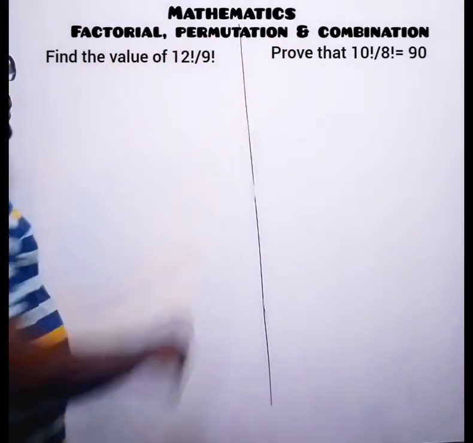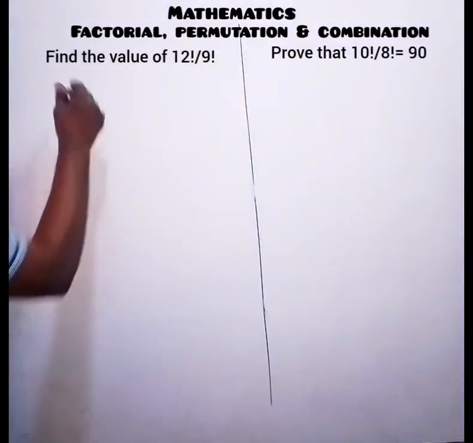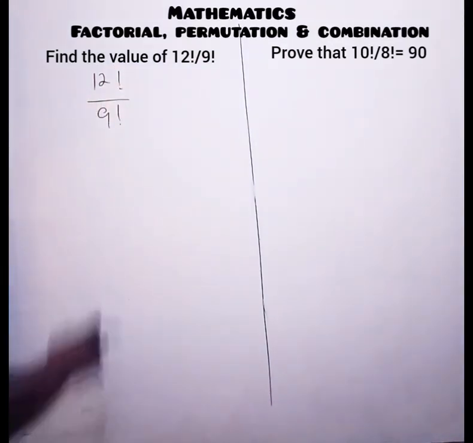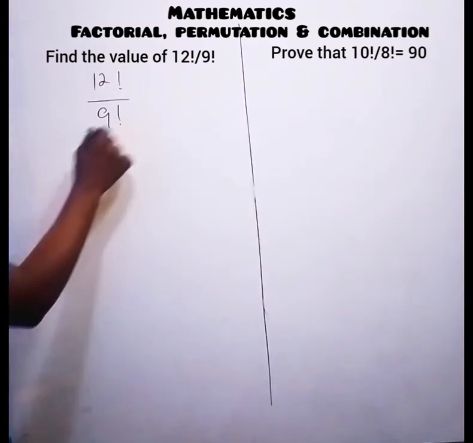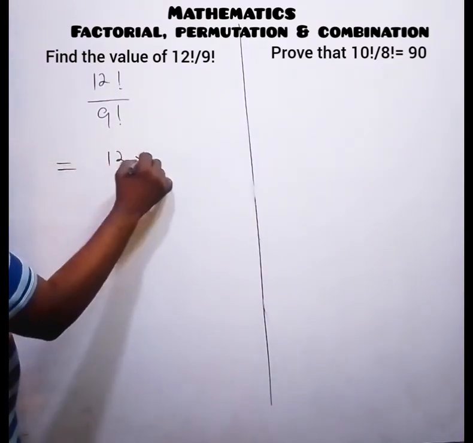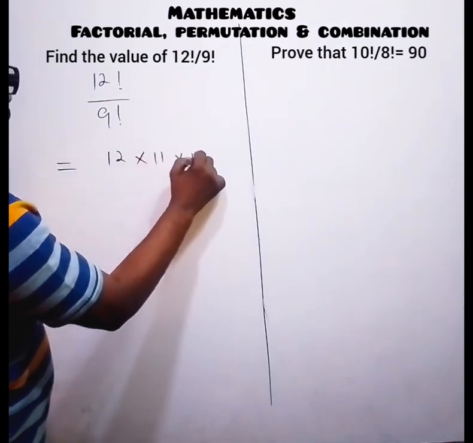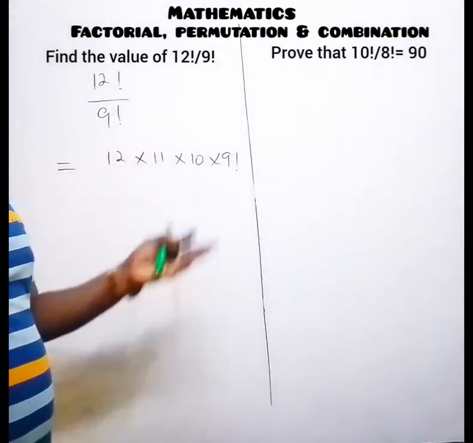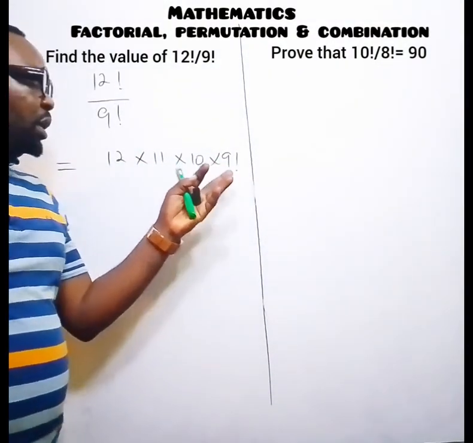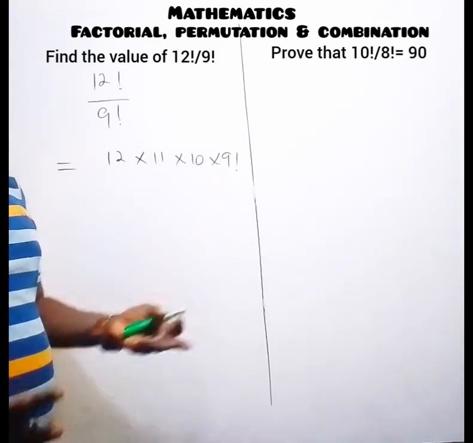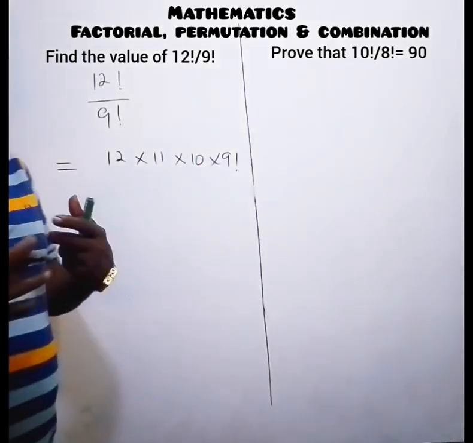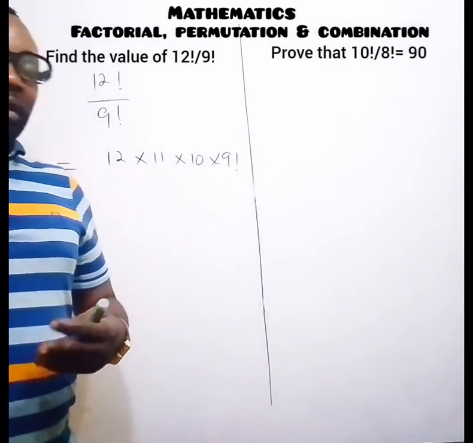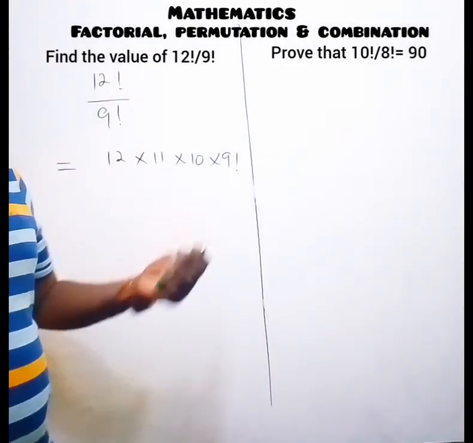We also have these two questions here. The first question says 12 factorial over 9 factorial. We should find the value of 12 factorial over 9 factorial. This simply means 12 times 11 times 10 times 9 factorial. Once you get to where the value at the denominator is the value that you are mentioning at the numerator, you can stop there so that you will not be wasting your time writing all the expression times 8 times 7 times 6 down to 1. It is going to be a waste of time.